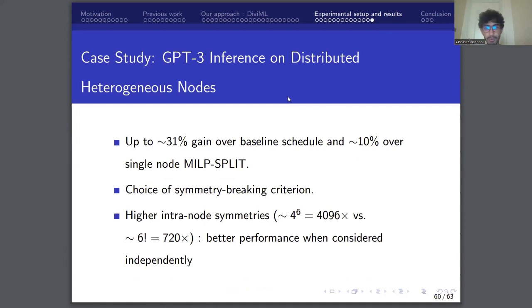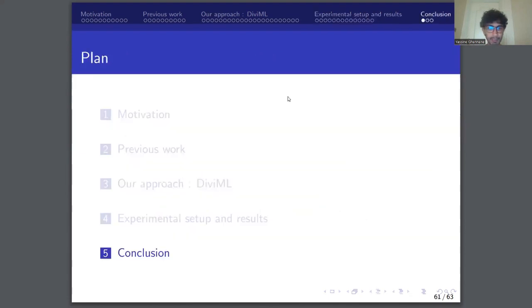A quick summary of these results is that we managed to achieve up to 31% gain over baseline scheduling, so MLP in a single node, and 10% over the single node MLP split. Also, the choice of symmetry breaking criterion is important because choosing it carelessly can result in a worse solution than the MLP split with no symmetry breaking. And finally, the choice of symmetries can have different impact. Since we have higher intra-node symmetries, these result logically in better performance when considered independently.